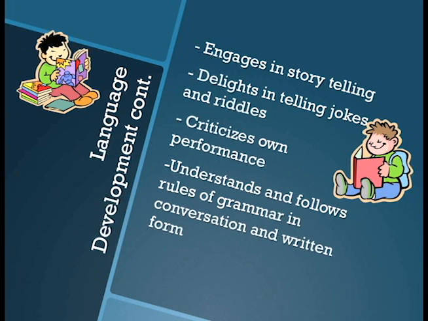As well, in the language developmental milestones, school-aged children engage in storytelling and enjoy reading and writing their own stories. They also enjoy telling jokes and riddles, although often the humor is far from subtle. They criticize their own performance by saying things like, "I didn't draw that right," or "Her picture is better than mine." School-aged children also begin to understand and follow rules of grammar in conversation and written form. For example, they are able to read the instructions of a game without having to be told verbally.